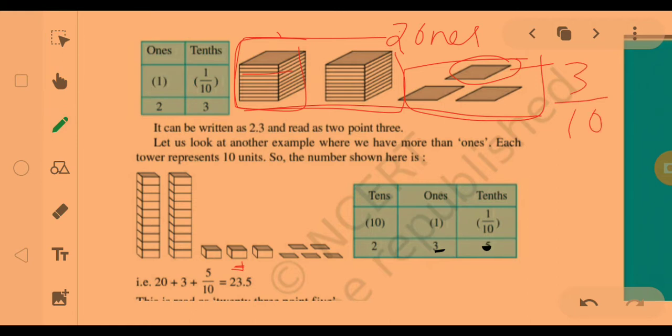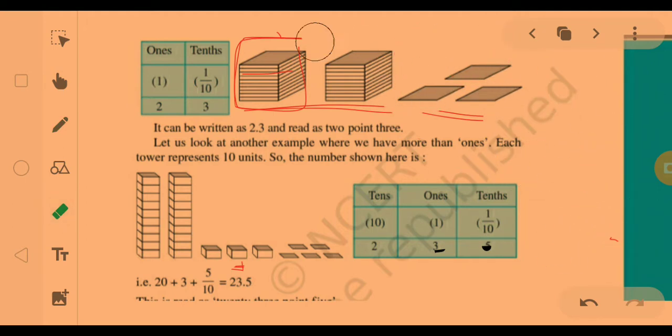So the total is 2 ones, which is the whole number side, and 3 tenths, which is 3 upon 10. So as a decimal, we write this as 2.3.